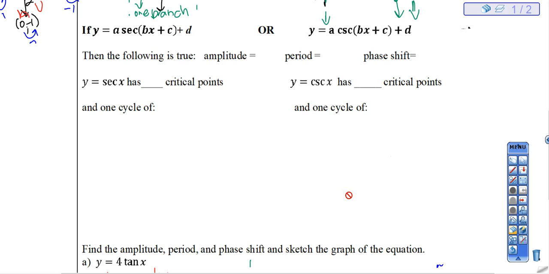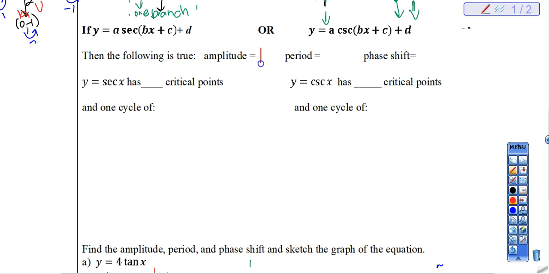Okay, so continuing our study of stretches and compressions of the trig functions, today's focus is on the secant function and the cosecant function. I'm going to start with my red pen. Here we have the formulas for secant and cosecant with all of the possible transformations for the parent function. And the following is true for either function.